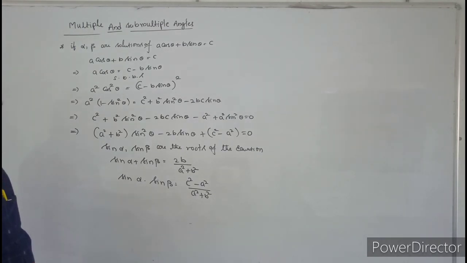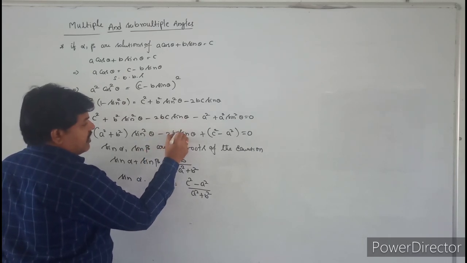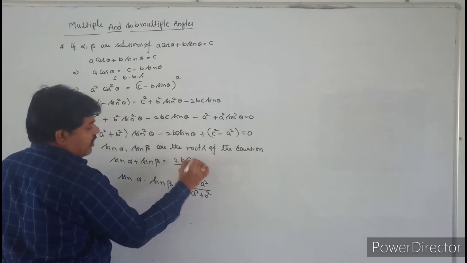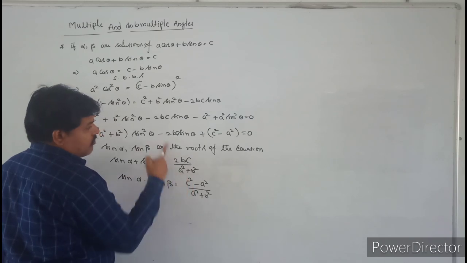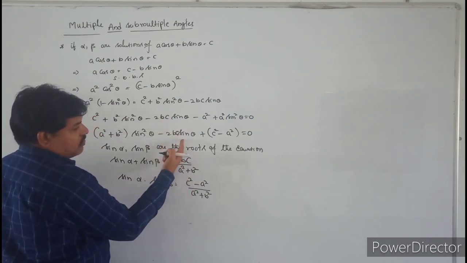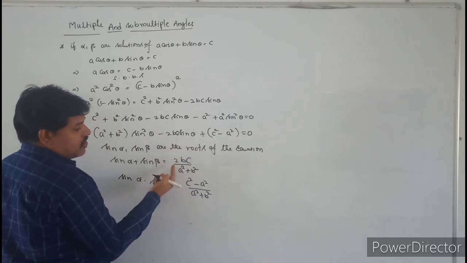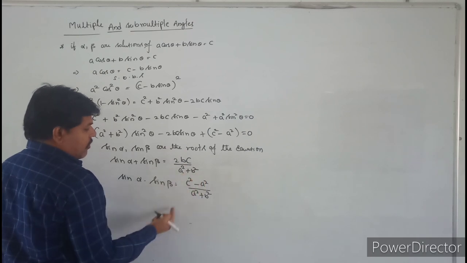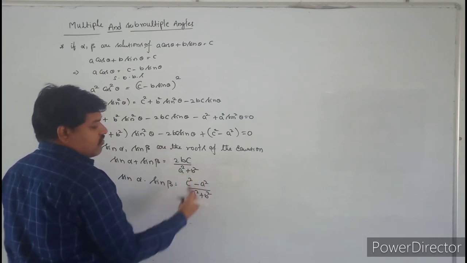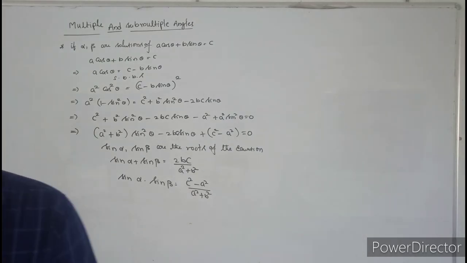So see that one, students. Here the 2bc sin theta is there, so here you will get 2bc by a square plus b square. The x coefficient is minus 2bc, minus of minus it will become plus 2bc by a square plus b square. Sin alpha into sin beta is c square minus a square by a square plus b square. So see that one, students.